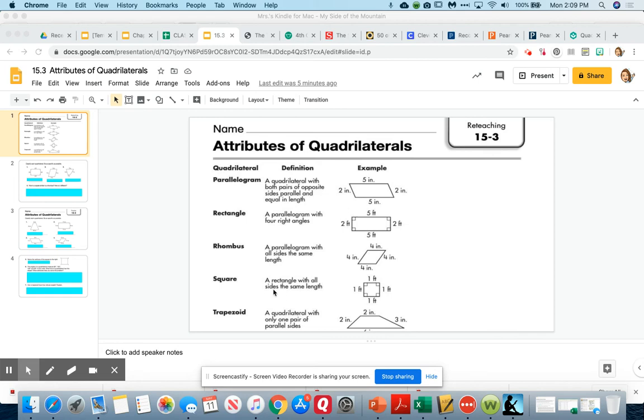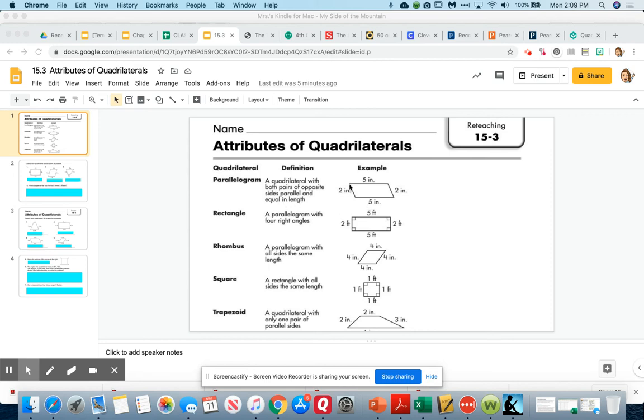But quadrilaterals can actually be classified further than just quadrilateral. And so here are some other definitions we can use for quadrilaterals. So the first thing is it has to have 4 sides. Then a parallelogram is a quadrilateral that has both pairs of opposite sides parallel and equal in length.